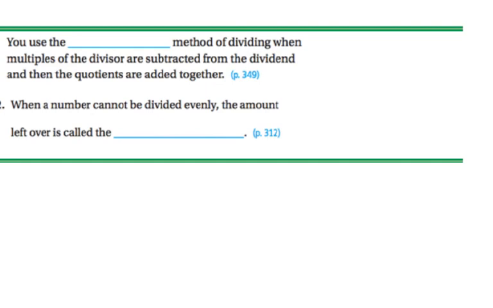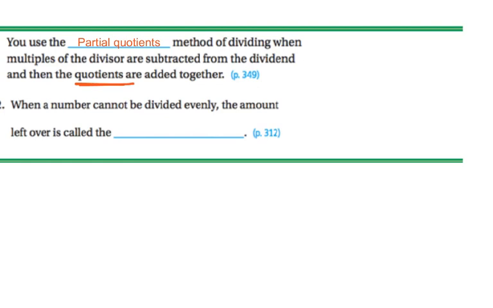So in the first question, they say, you use the blank method of dividing when multiples of the divisor are subtracted from the dividend and then the quotients are added together. So we see a keyword. We're looking at some quotients that are going to be added together. So this is the partial quotients method, which is very similar to the partial products method, which is what we used for multiplication. But when we're undoing that multiplication, we would use partial quotients.